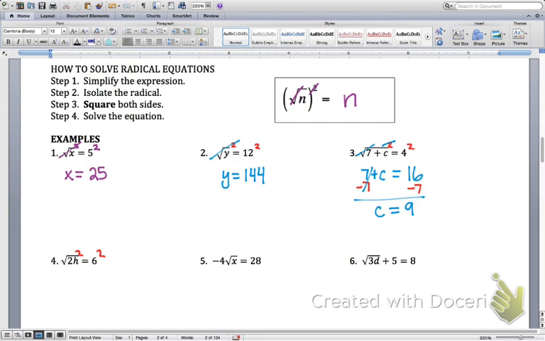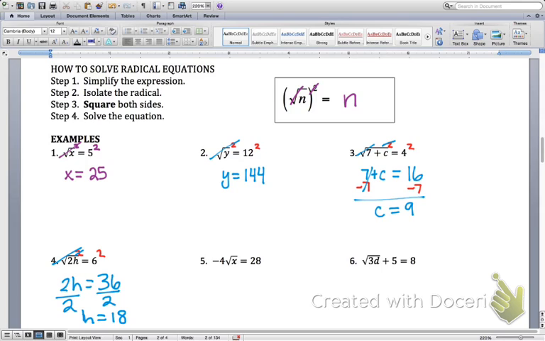The square will cancel the square root. And then we're left with 2h equals 36. And then we just divide both sides by 2 to get the h by itself. And h will equal 36 divided by 2, which is equal to 18.